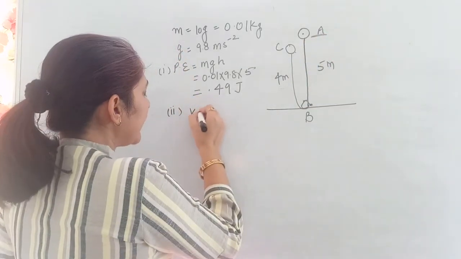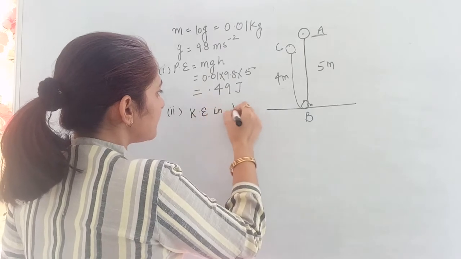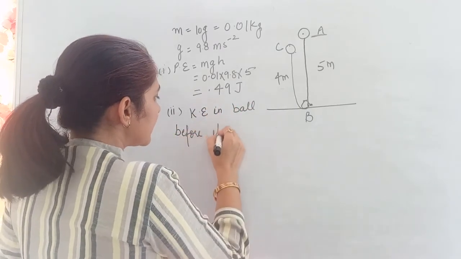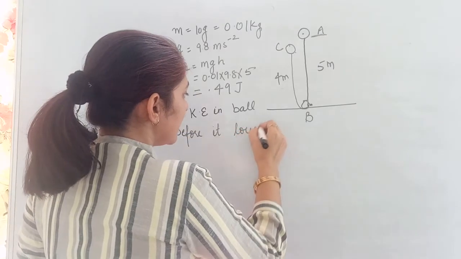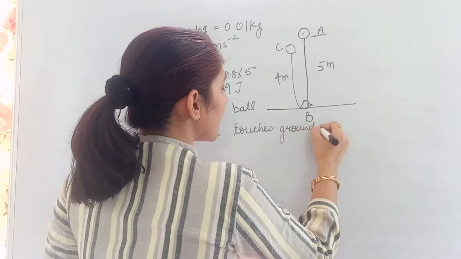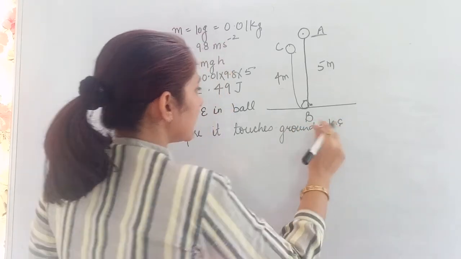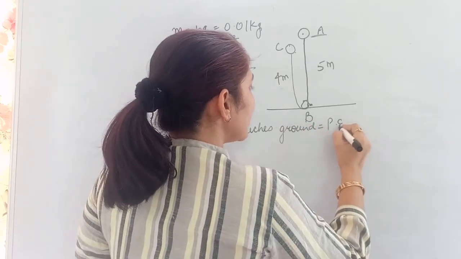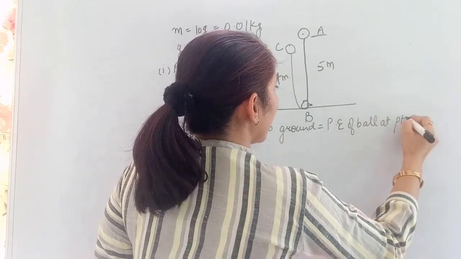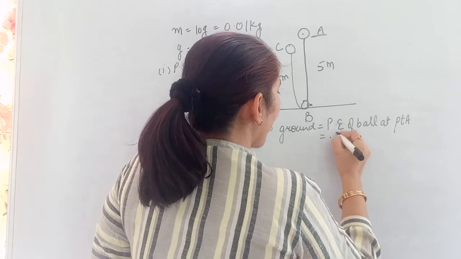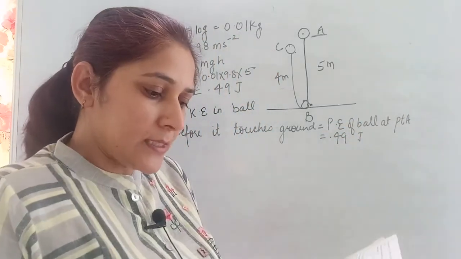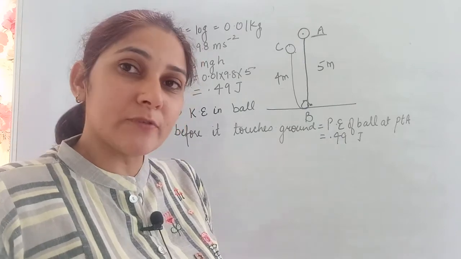So kinetic energy of the ball before it touches the ground is equal to the potential energy of the ball at point A, and that is equal to 0.49 joules. Okay, then the next is the kinetic energy of the ball after striking the ground.